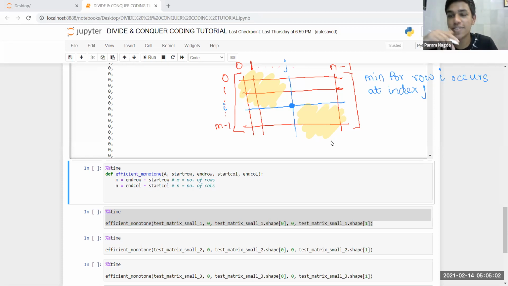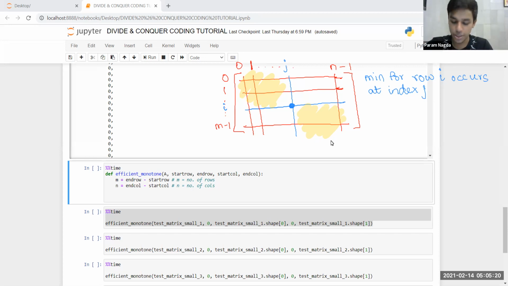Okay, so we saw the need for a more efficient approach to solve this problem of monotone matrices, because our naive approach just took way too long to run, right? And we did not have that sort of time on our hands. And this was kind of a giveaway early on.